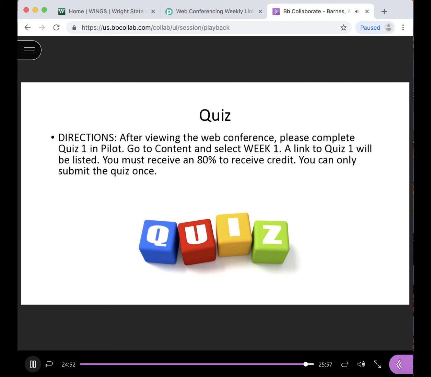Based off of what was touched on today, after viewing the web conference, please complete quiz 1 in Pilot. Once you open Pilot, go to Content and select Week 1, and a link to quiz 1 will be listed. You must receive an 80% to receive credit, and you can only take the quiz once.